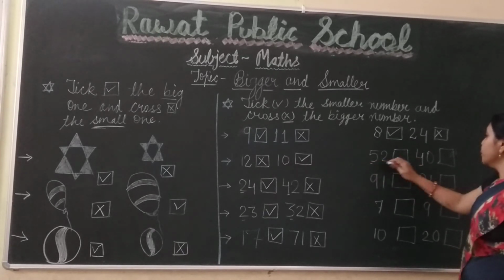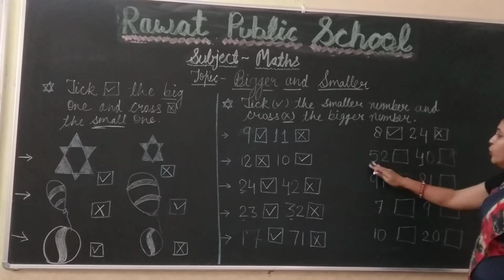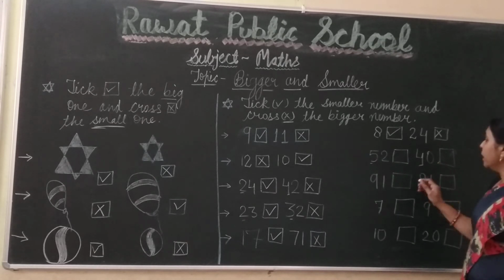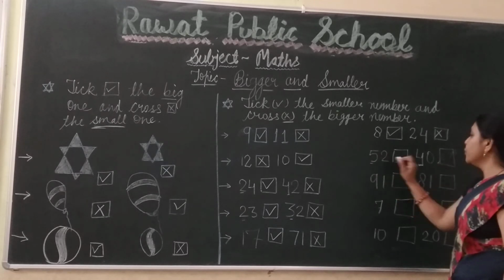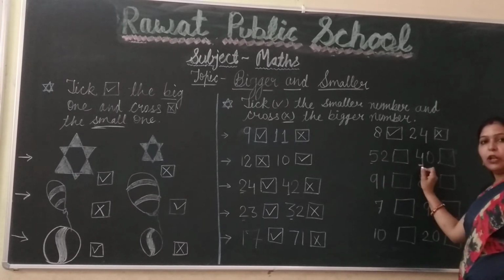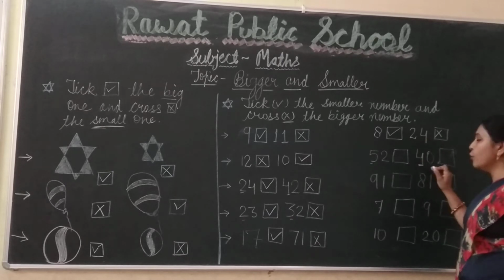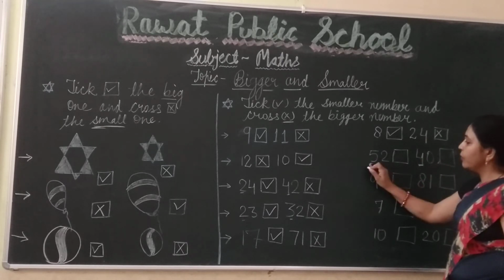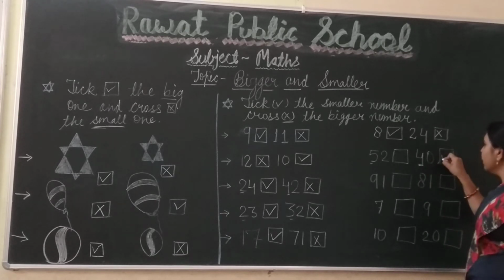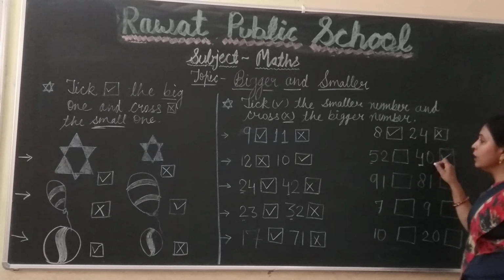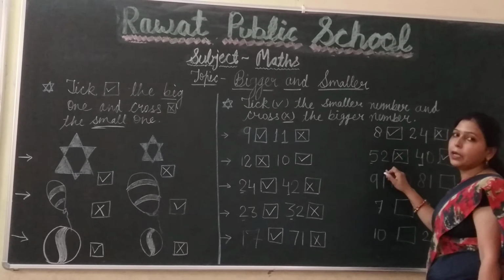552 and 4040. So find out which one is bigger and which one is smaller. So just see the first digit 4 and here is 5. Which one is smaller? 4 number is smaller. That's why 4040 is smaller number and 552 is bigger number. So make a tick in front of smaller number and cross in front of bigger number.